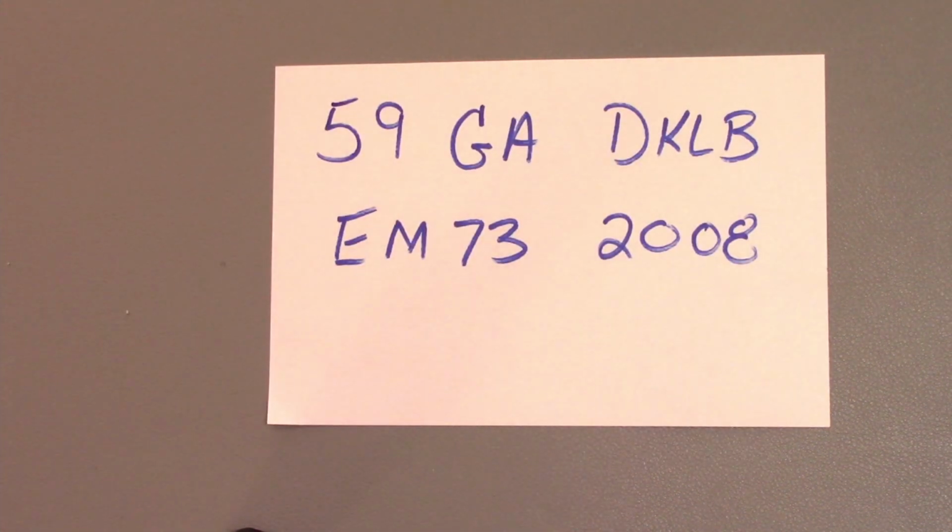So wrapping all that up, you are 59, Golf Alpha, Delta Kilo Lima Bravo, Echo Mike, 73, licensed in 2008. Those are all the different elements I would use to finish up my contact. And that's the basics of exchanges from the HamTech library.